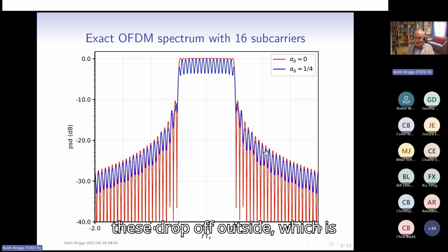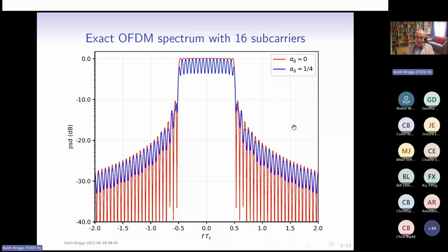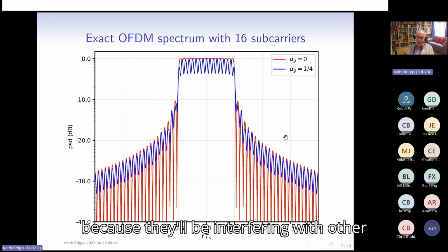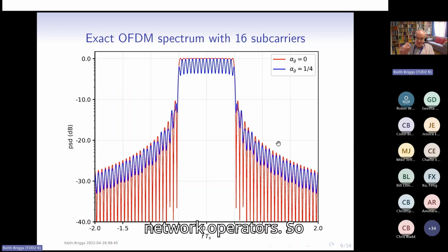Now you will see these drop off outside, which is signals getting weaker and weaker as you go away from the center frequency. They have to be kept below certain limits because they'll be interfering with other network operators. So we can control all these things by filtering and by using the appropriate number of subcarriers. More subcarriers, in fact, will reduce those side lobes.